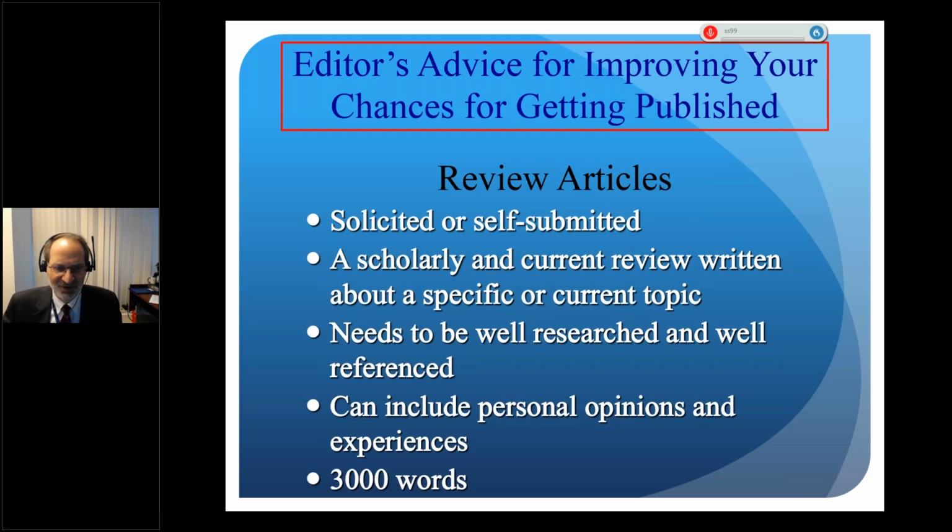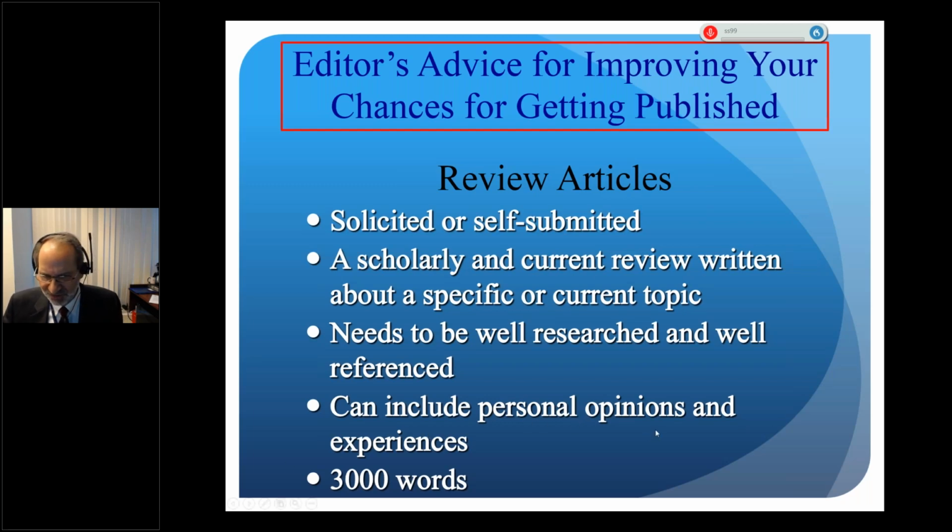Now, a review paper needs to be scholarly. You need to review the written literature on the topic. You need to have it well referenced. And you need to write it as if you were writing an article for any newspaper. There has to be a beginning, a middle, and an end. It needs to be well researched. You don't want to leave out any major breakthroughs in the field or anything recent that's come up, a new operation or a new finding. You need to include that. So you really do need to do your homework and research these well.